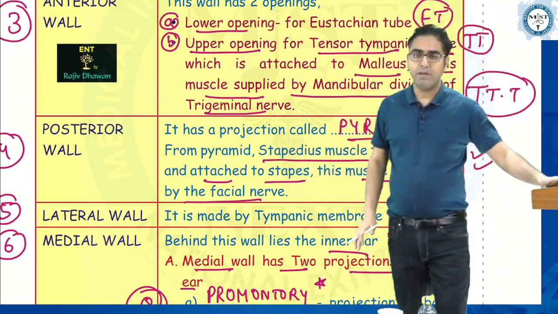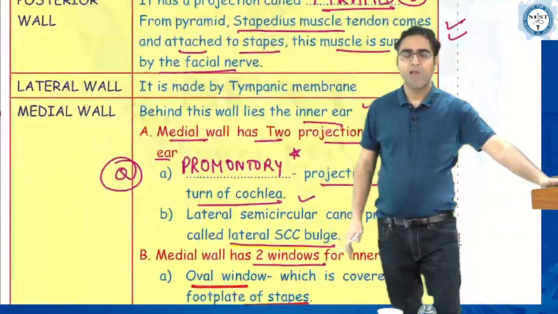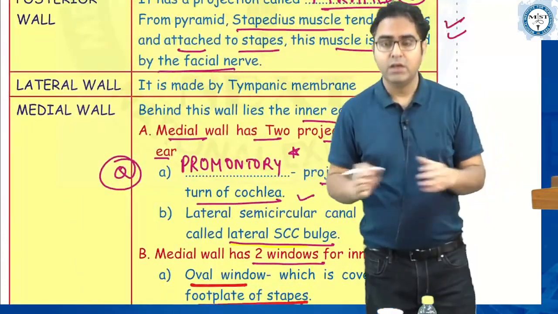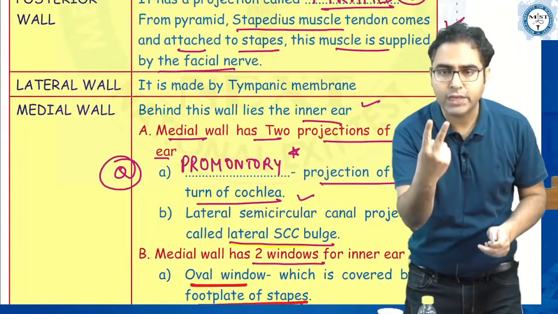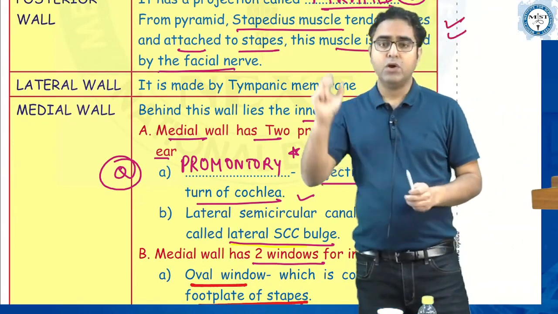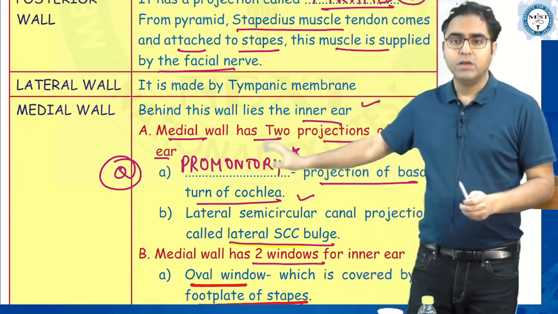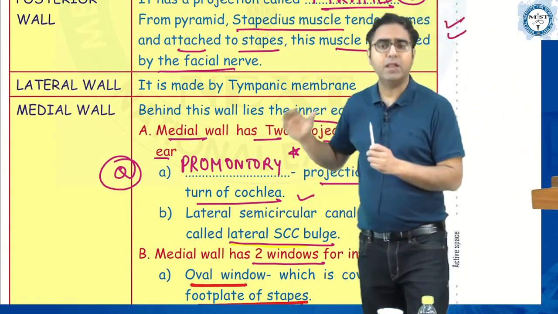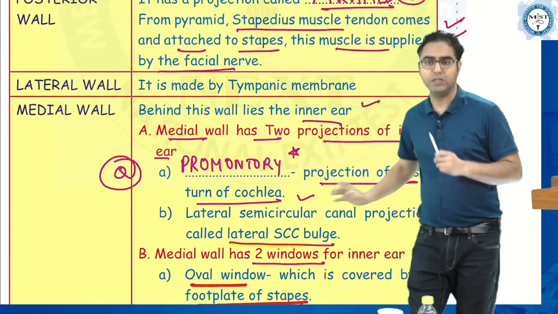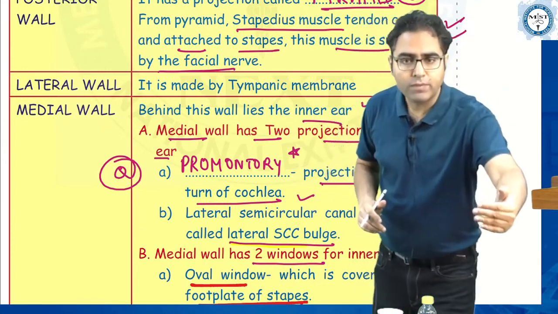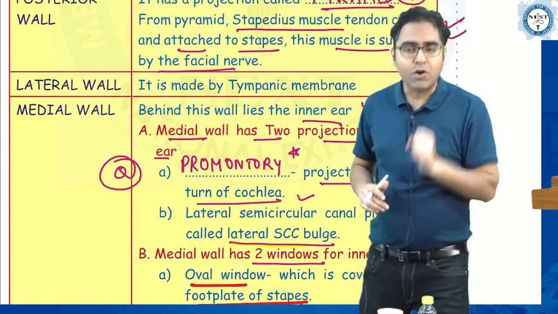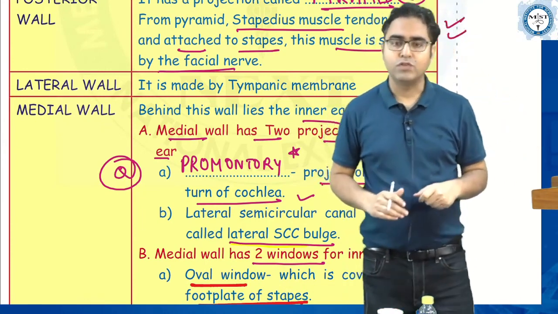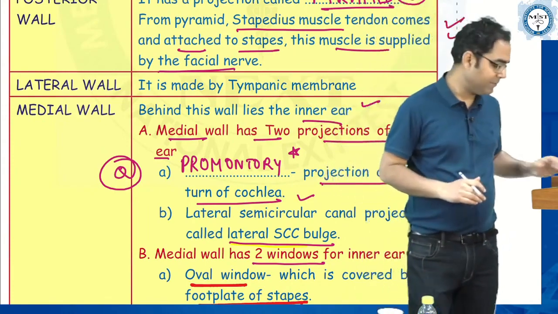Lateral wall is the tympanic membrane. Medial wall: behind this medial wall lies the inner ear. This wall has two projections of the inner ear and two windows for the inner ear. The two projections are number one promontory, which is a projection of the basal turn of the cochlea, and number two lateral semicircular canal bulge. The two windows are the oval window, which is covered by the foot plate of stapes, and the round window, which is covered by the round window membrane, also called the secondary tympanic membrane.